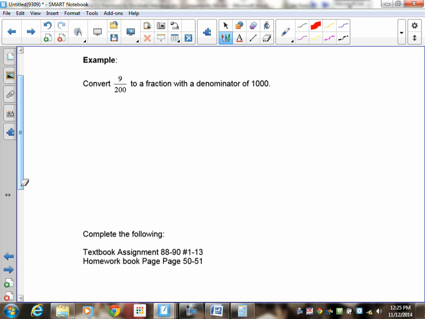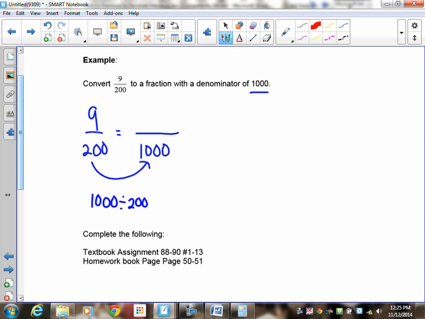Okay, so you're back. I need to get 9 over 200 to equal something over 1,000. I got the 1,000 from right here. So, how do I get from a 200 to 1,000? Well, if you're not sure how, just take and go like this. Divide 1,000 by 200. All right, that will get you 5. So I am multiplying by 5. Whatever I do to the top, I have to do to the bottom. So since 200 times 5 is 1,000, 9 times 5 is 45. There's my answer right there.